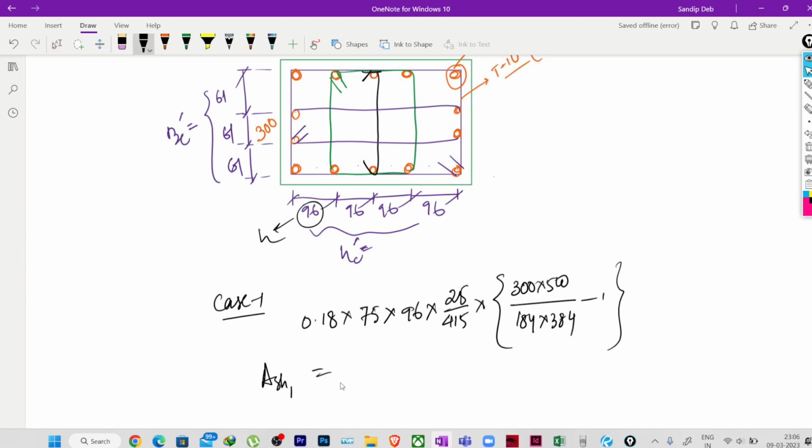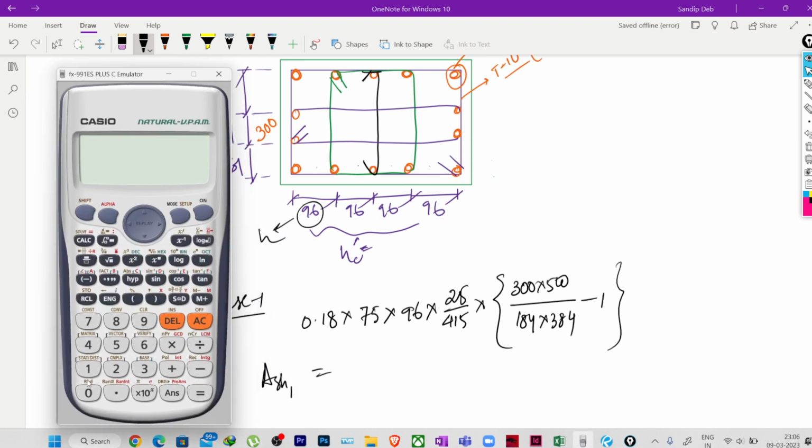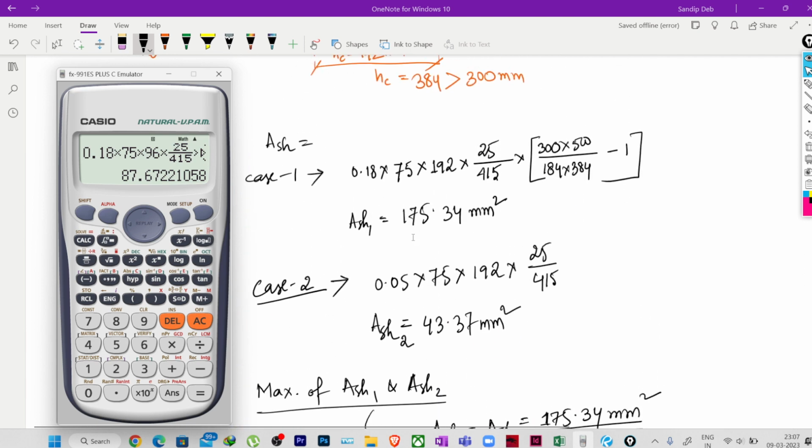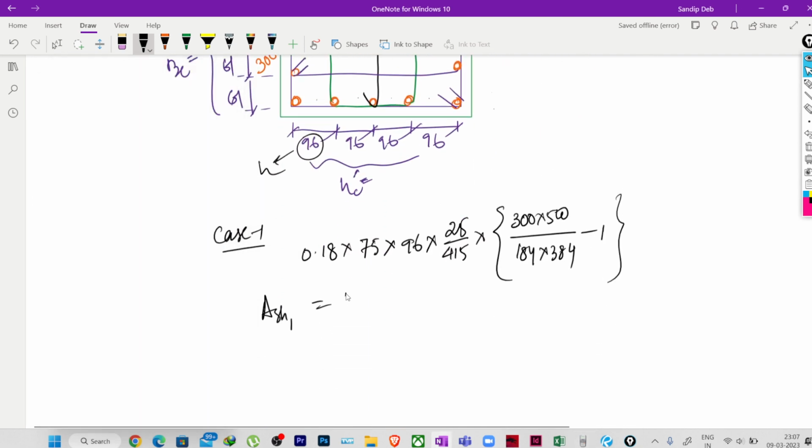Ash1 in this case: 0.18 multiplied by 75 multiplied by 96 multiplied by 25 by 415, multiplied by 300 multiplied by 500, divided by 184 multiplied by 384 minus 1. So you can see from 175 mm square to 87.67 mm square, it has come down.